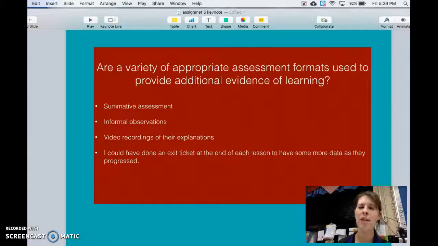But one thing I could have done maybe just to document a little bit more throughout the lessons, because this unit went 6 lessons. And so I think just to make sure I could see who was making progress each day, is maybe do an exit ticket at the end of each lesson so that I had a little bit more data about who got it right away and maybe who took a little bit more time throughout. So that's an idea for next time.